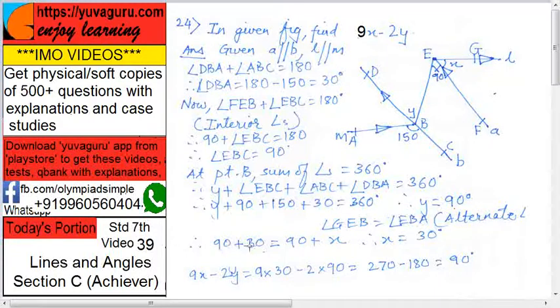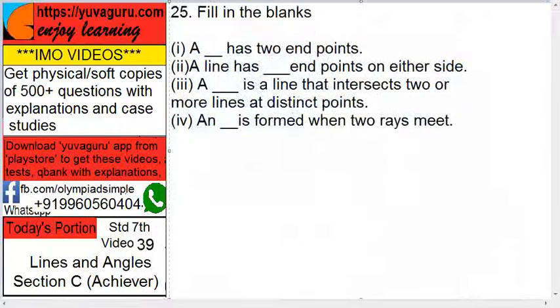So 90 plus 30. What is 90 plus 30? This 90 (y) plus this 30 equals 90 plus x, right? So 90, 90 gone, x equals 30. So we got x as 30 now. What do we want now? 9x minus 2y. So 9 into 30 minus 2 into 90 equals 270 minus 180, that is 90. That's the answer required.